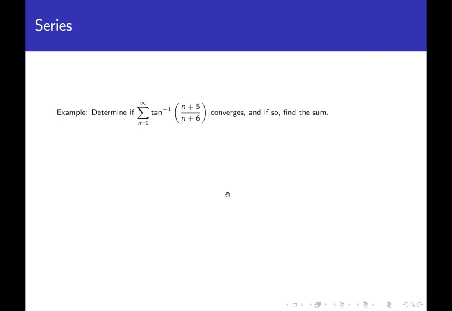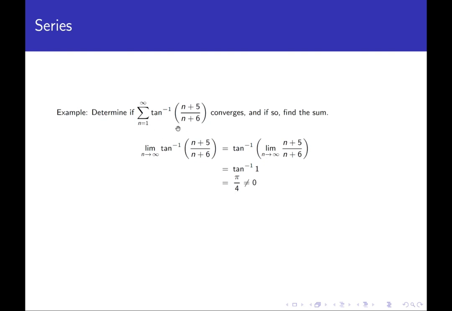All right, so let's look at a specific example. Let's see if this series, inverse tangent of n plus 5 over n plus 6, converges. All right, so we're going to take the limit of the terms. Well, a limit of inverse tangent of that, I can move the limit inside the function. No issues there. This is essentially n over n. That limit's going to be 1, and inverse tangent of 1 is not 0. It's pi over 4. Okay?